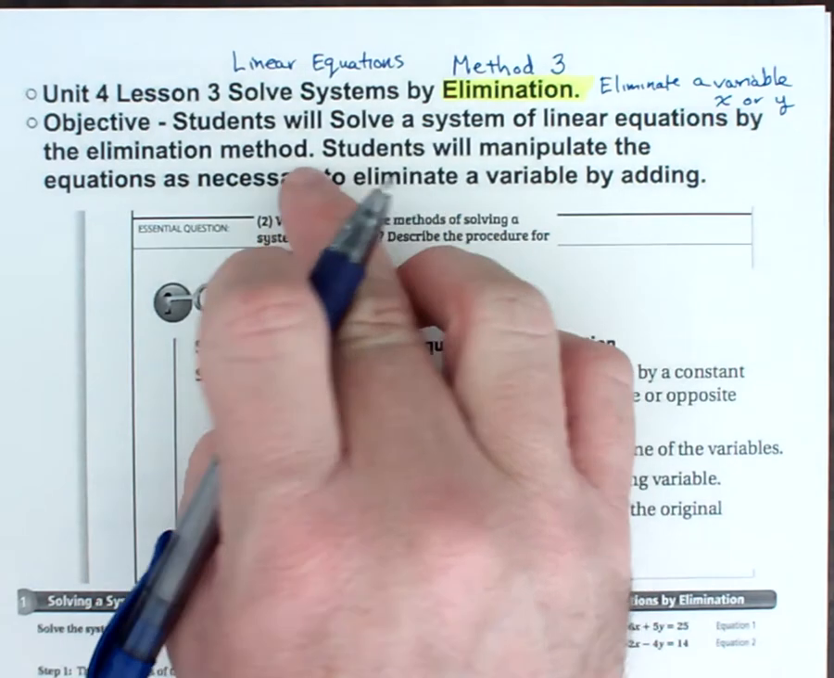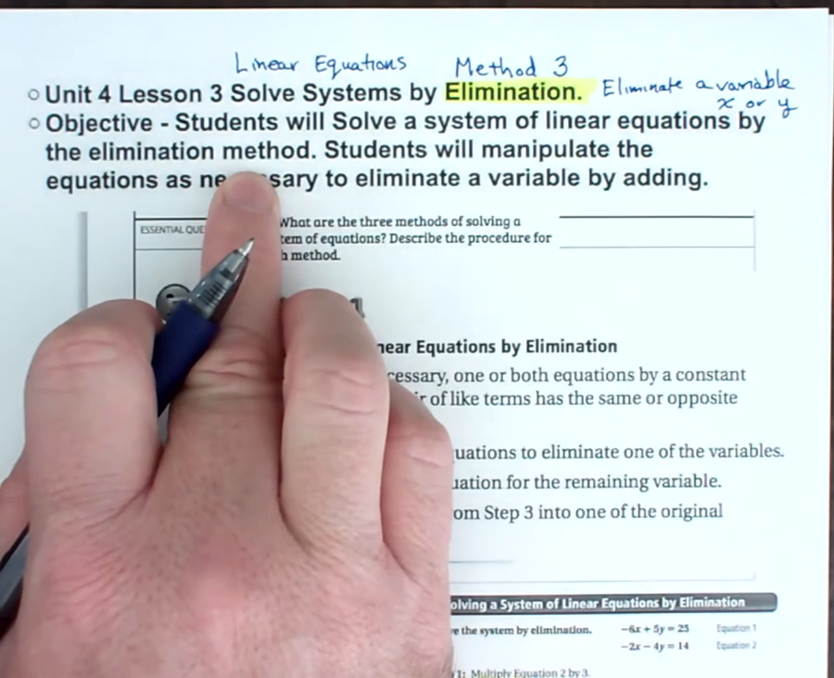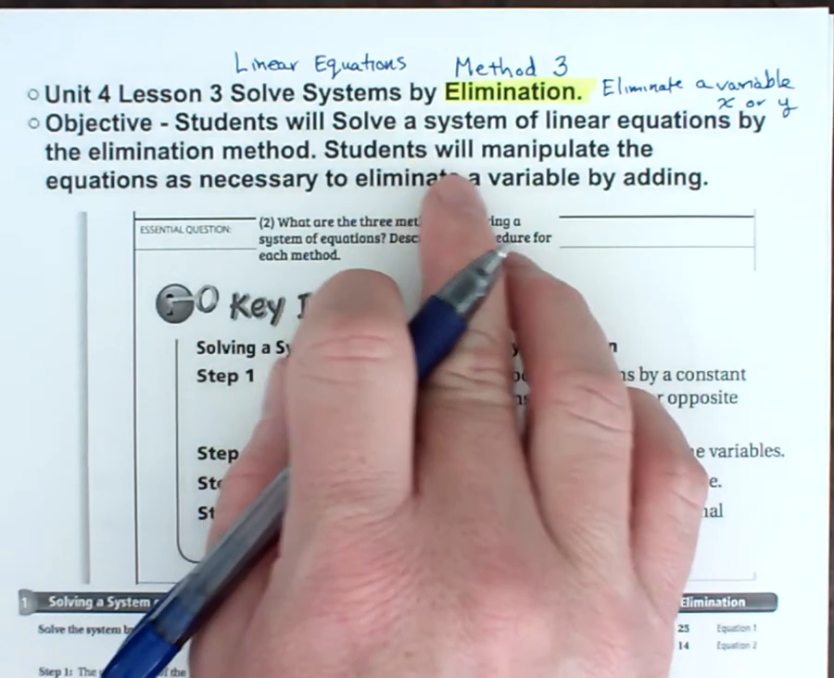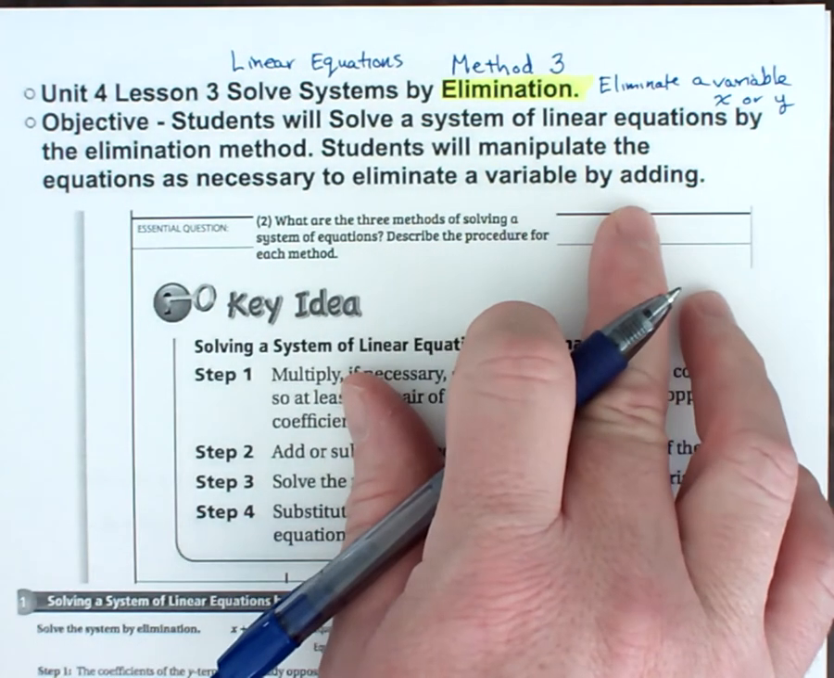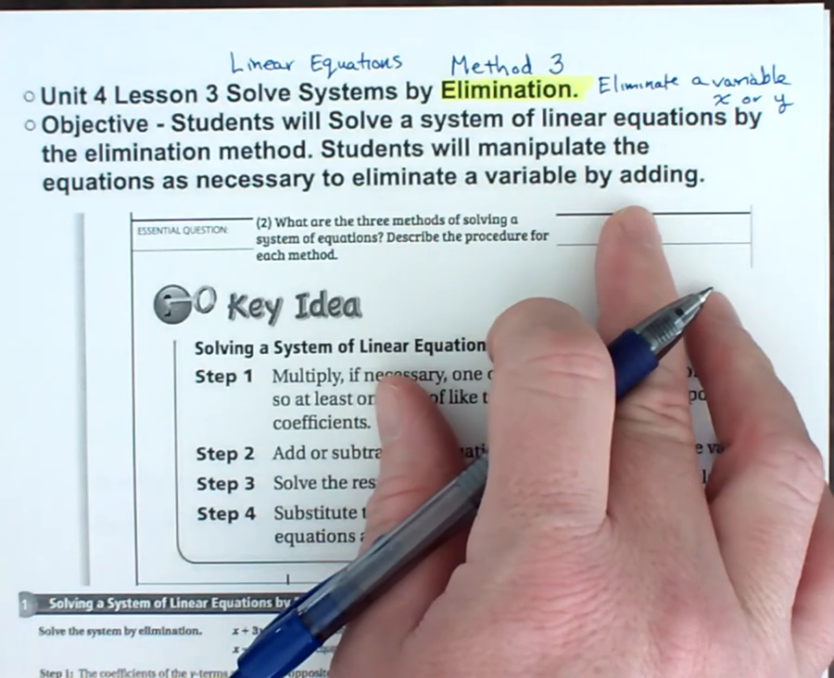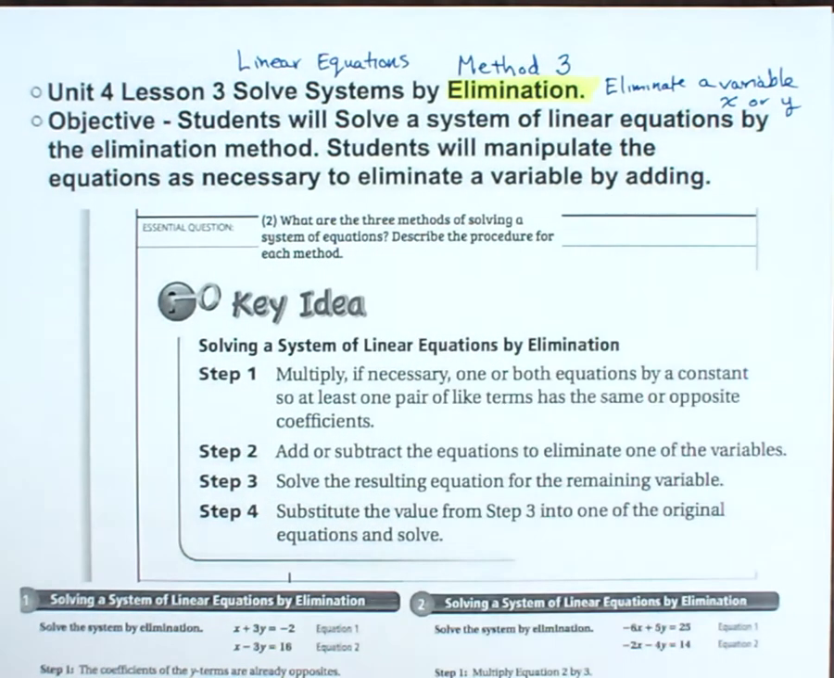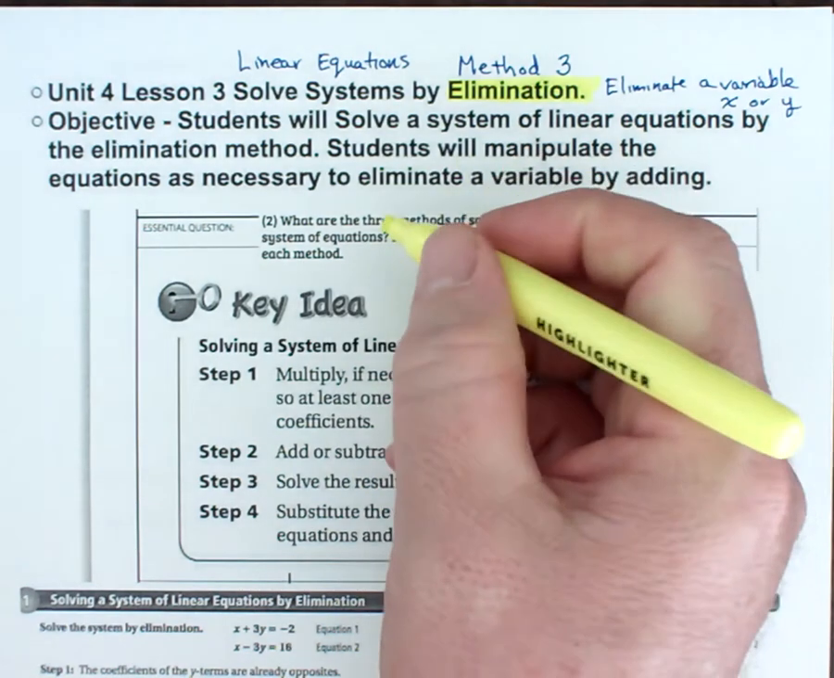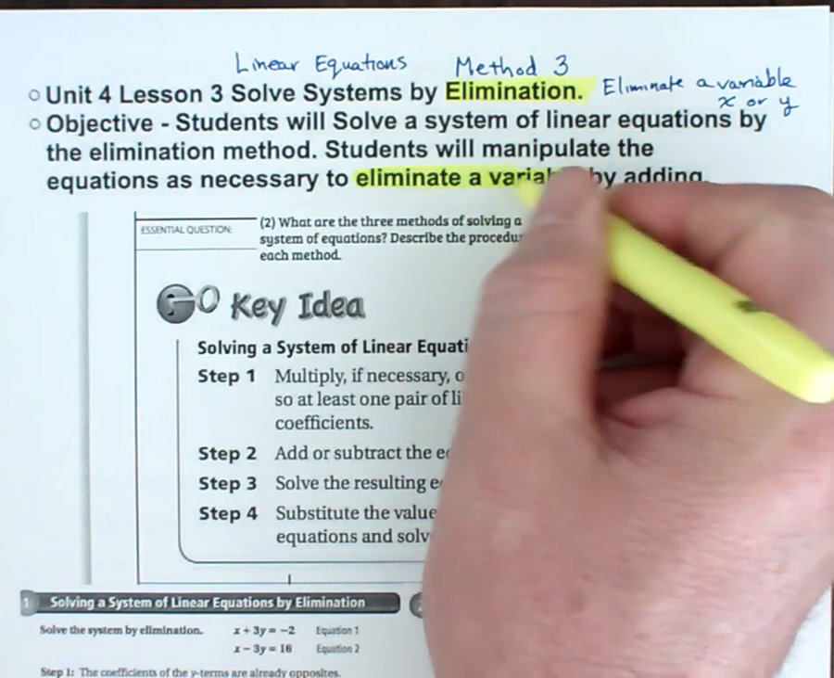Your objective is to solve a system of linear equations by the elimination method, but you will also have to manipulate the equations as necessary to eliminate a variable. We're going to focus on elimination. You can subtract, but it gets a little confusing. So we're going to focus on eliminating a variable, and we're going to press ourselves to do addition.